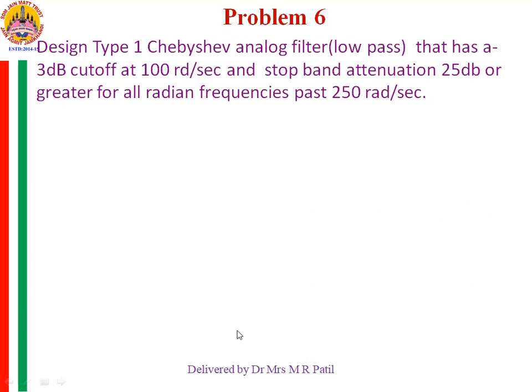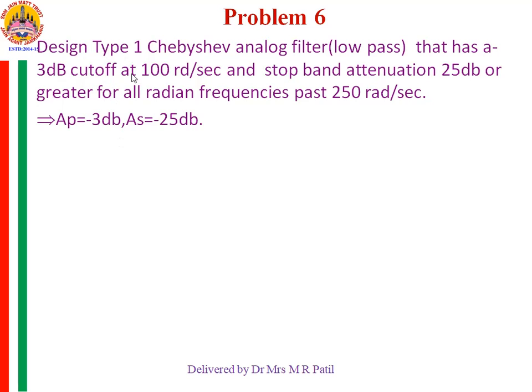So proceeding ahead, let us solve a problem on designing a type 1 Chebyshev analog low pass filter which has a 3 dB cutoff frequency at 100 radians per second and stop band attenuation of 25 dB, or greater, for all radian frequencies past 250 radians per second. So stop band attenuation AS is 25 dB, AP is 3 dB, omega P is 100 radians per second, and omega S is 250 radians per second.